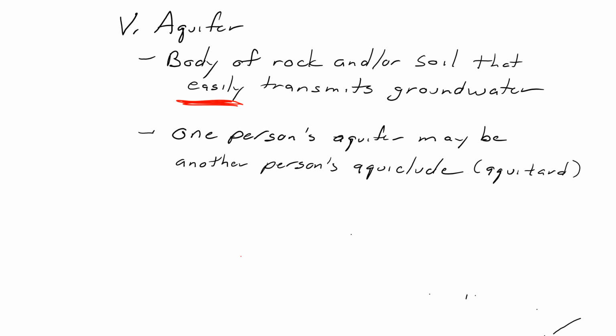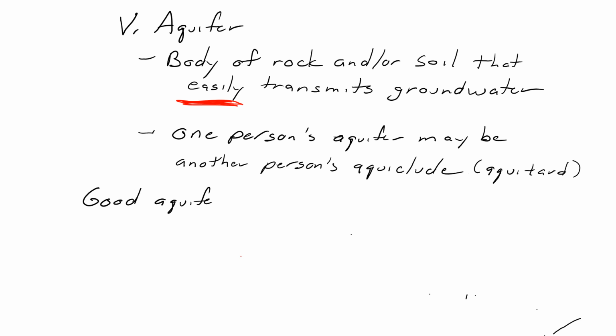In other words, one person might be using a really poorly permeable shale as an aquifer because that's just the best rock unit they have. In another area, you'd never touch it because you have so many better options. So that's why we use aquifer as kind of a relative term.